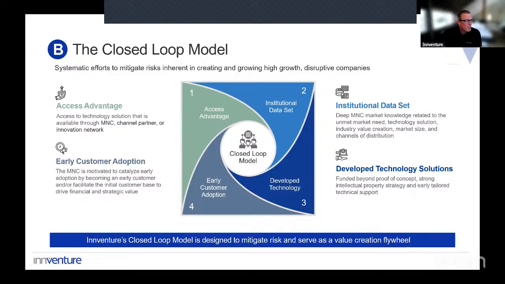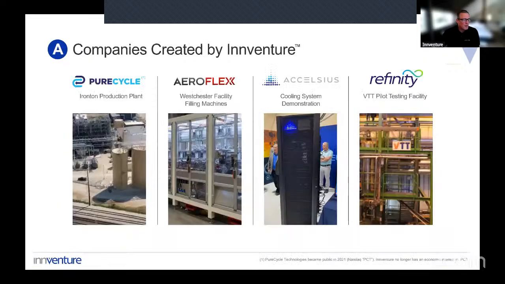To this point, we've launched 4 companies on our platform. Both PureCycle and Aeroflex come from a relationship with Procter & Gamble. Excelsius was bought from Bell Labs, who's owned by Nokia. And Refinity is a new recycling technology that we've launched. The technology came from VTT, the Finnish lab, but the collaborator on that technology is Dow Chemical.